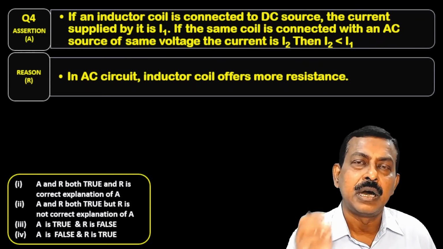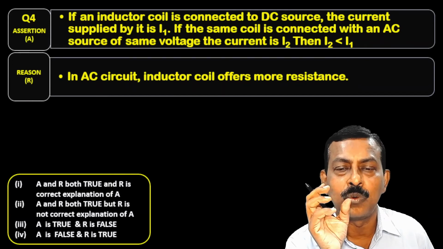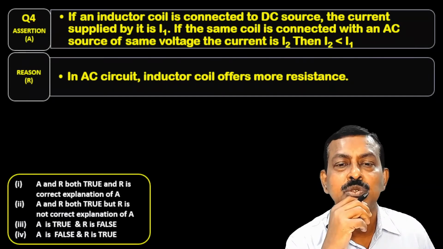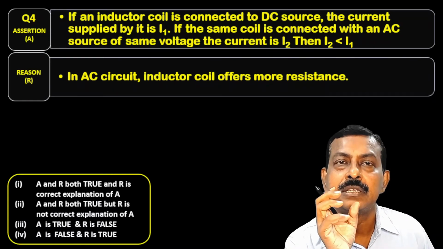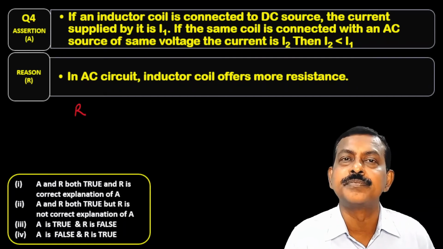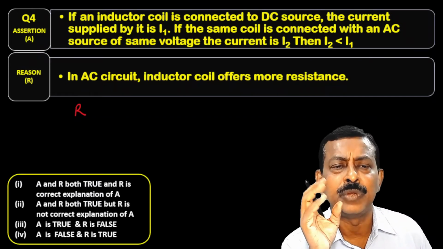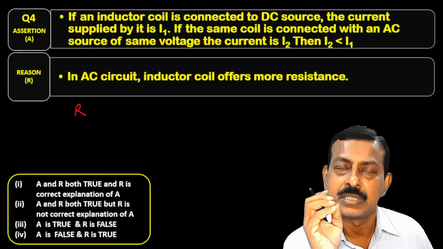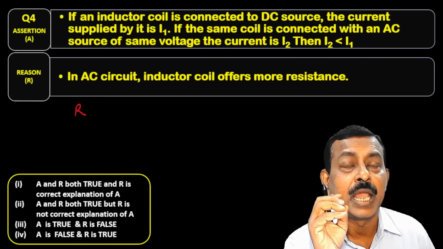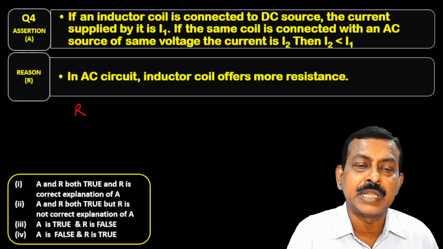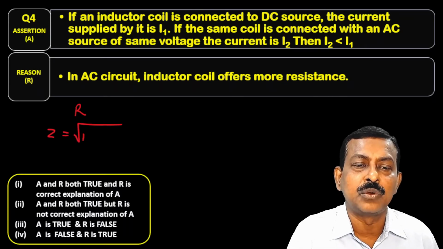Now, if you have a circuit in which you have only a DC source connected to an inductive coil, it is only offering the ohmic resistance, that means just its resistance. If it is an ideal inductor, we assume its ohmic resistance is 0, but all practical inductive coils have some ohmic resistance. Apart from that, there will be the inductive reactance. So in that case, the Z value will be the square root of R square plus XL square.